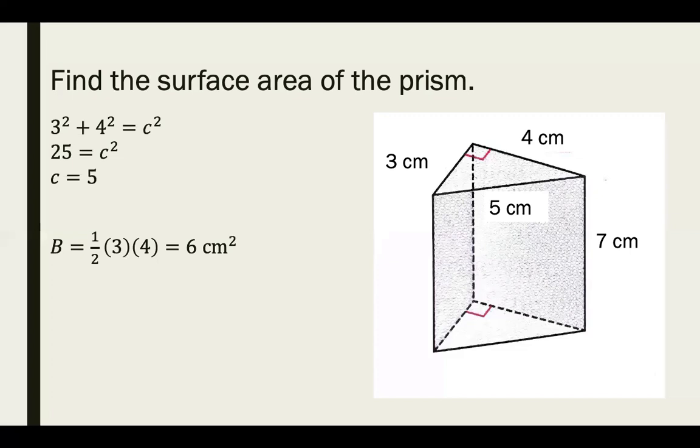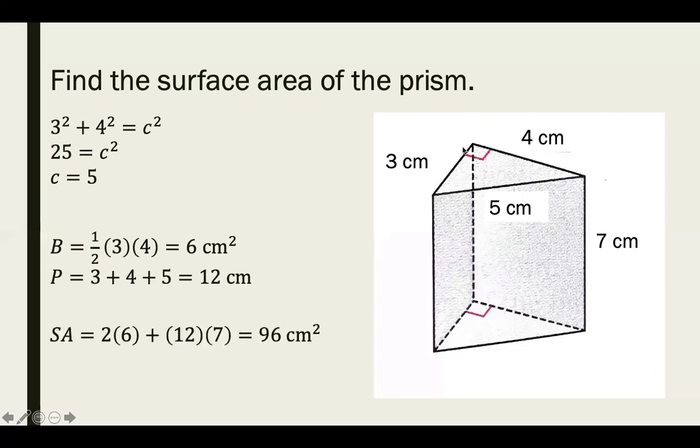And then we need to add the perimeter times the height. Well, the perimeter is the perimeter of a base. We need to add the 3 plus 4 plus 5 here to get the perimeter of our triangle. And then our height is 7. So we plug all that into our formula. We do 2 times 6 plus 12 times 7, and we get our answer.